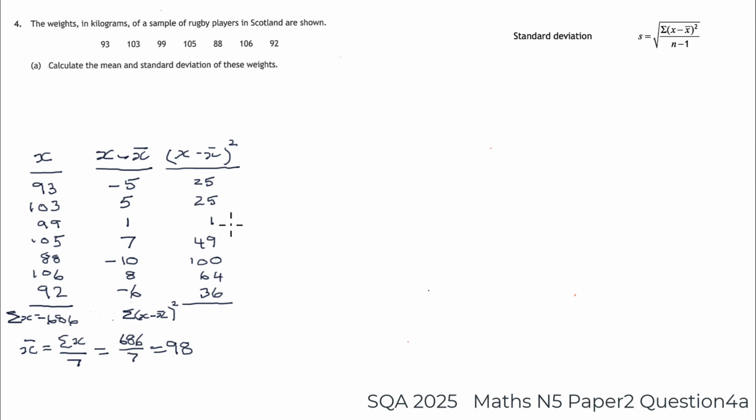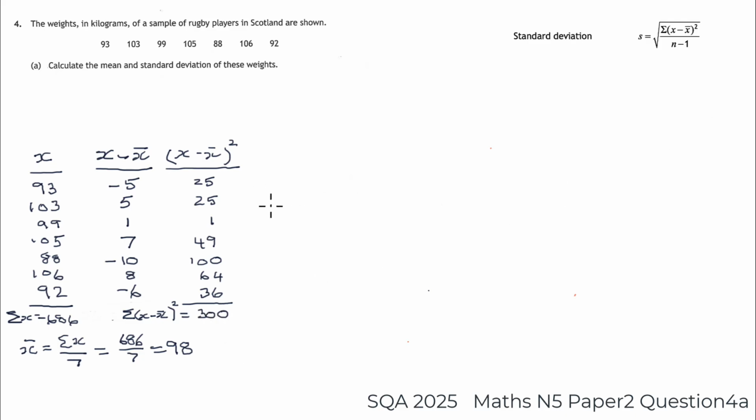So let's add up all this. 25 and 25 is 50, 49 and 1 is 50, 50 and 50 is 100, that's 200, 264, 290, 300. You check that on your calculator.